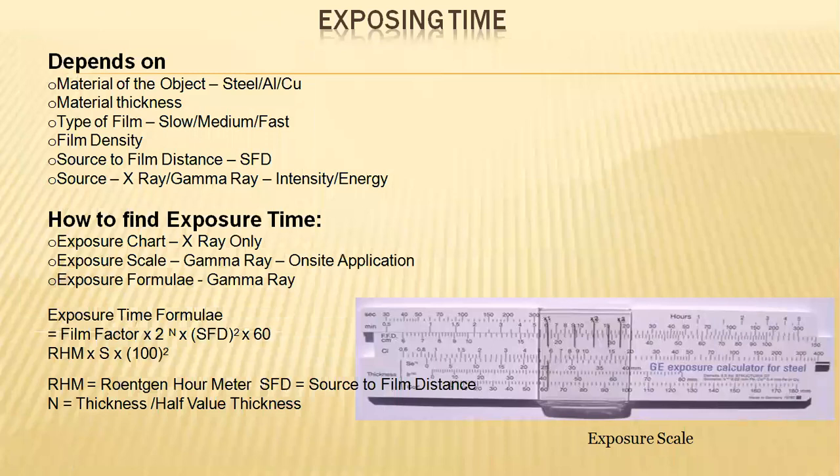And what is the exposure time that is required to examine particular materials? Here we have seen that it depends upon the type of material. The material of the object to be inspected, whether steel or aluminum or copper, what the gauge length of the material is, and what type of film is required to capture the results. It may be slow impregnation, medium range impregnation of the rays, or any rapid type of rays required.